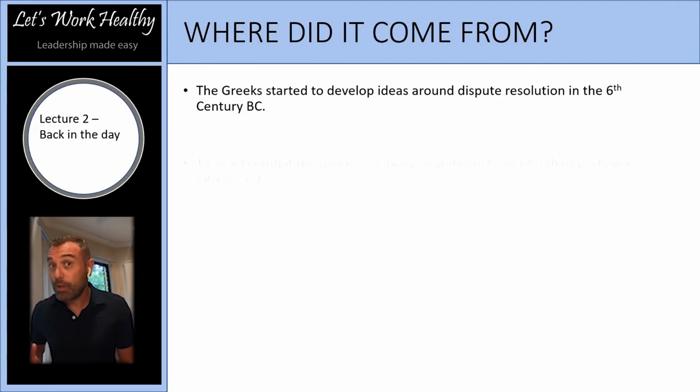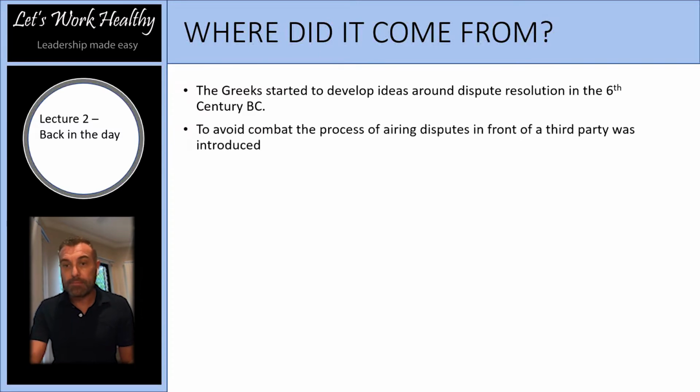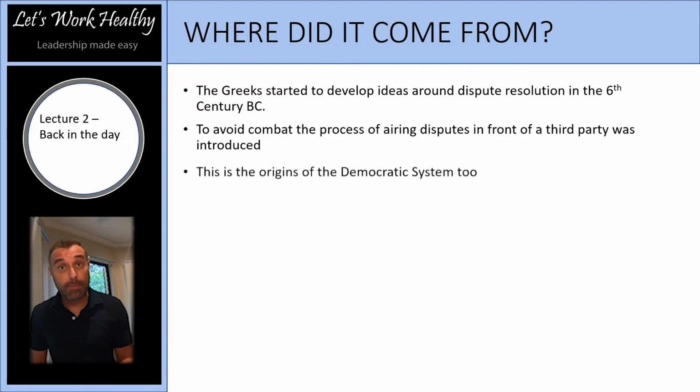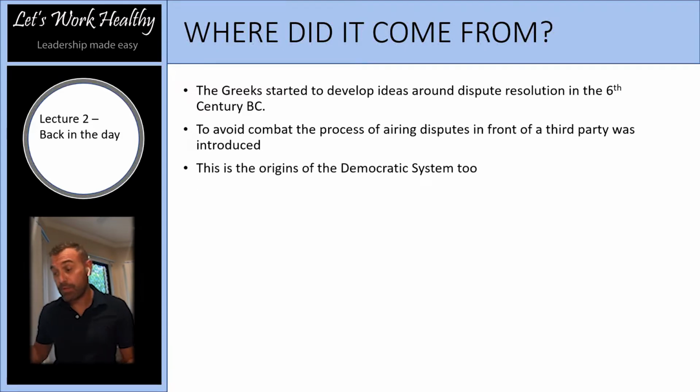I'm using the word combat there, though. So what essentially would happen is the two sides of an argument would argue their case, and a third-party arbitrator would make the decision as to what was right and what was wrong. Interestingly, that's where the democratic system comes from that we currently have in our political sphere. You've got the two opposing sides who argue out their points of view, and in this case, the arbitrator is the voting public.